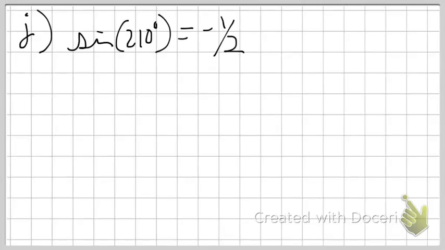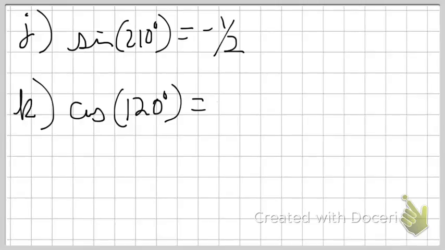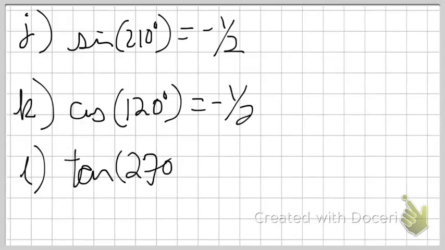J, the sine of 210 degrees. That's negative 1/2. K, the cosine of 120 degrees is negative 1/2. And is that L? That's L. I'm sorry. That's the tangent of 270 degrees, which is undefined. Okay.